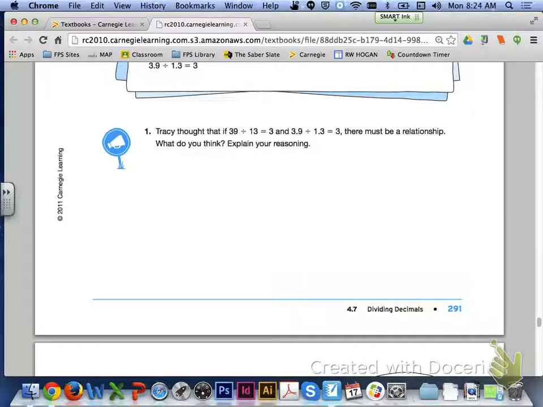Take a look at number 1 on the bottom of page 291. Tracy thought that if 39 divided by 13 is going to be equal to 3, and 3 and 9 tenths divided by 1 and 3 tenths is going to be equal to 3, there must be a relationship. What do you think? And explain your reasoning. So go ahead and talk about that with your group members. I'll give you a couple minutes.